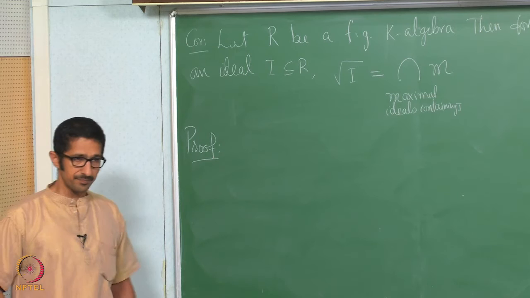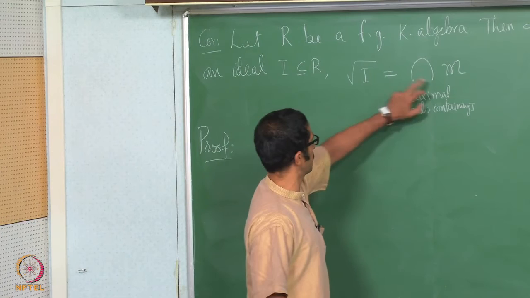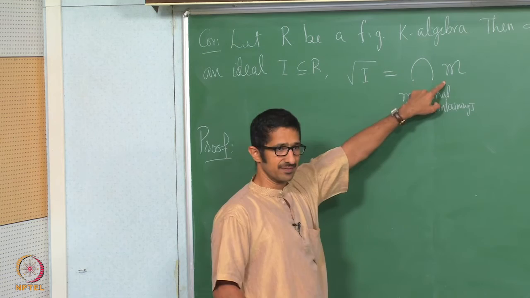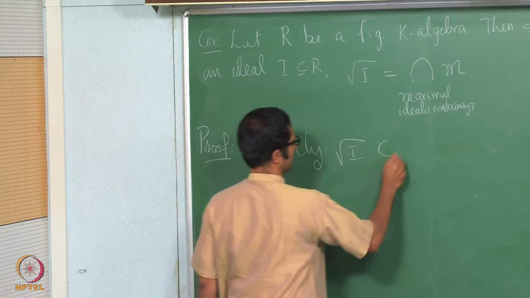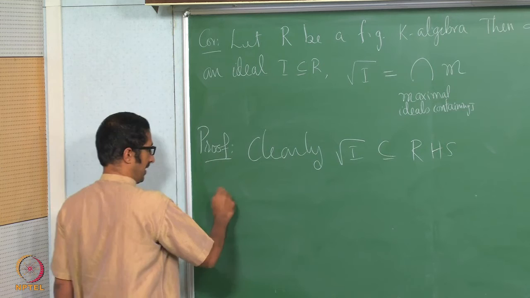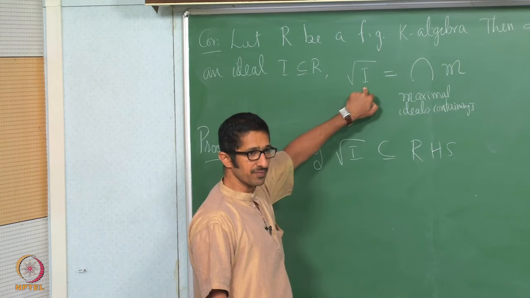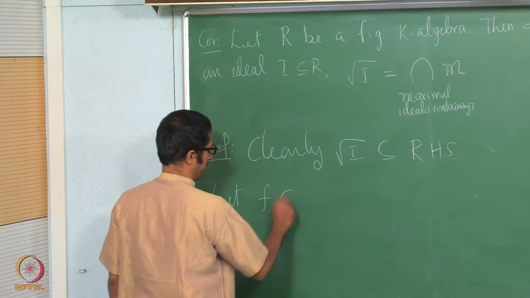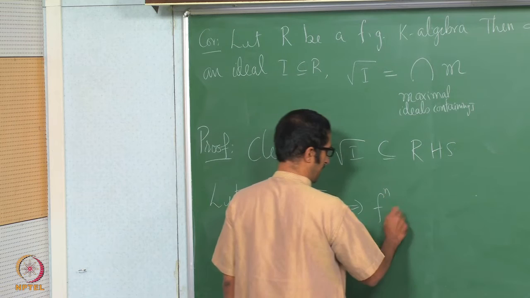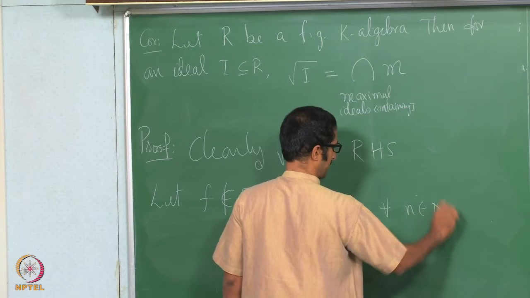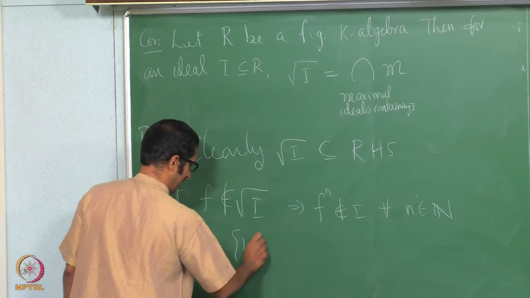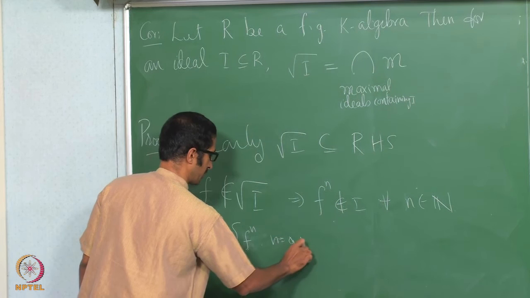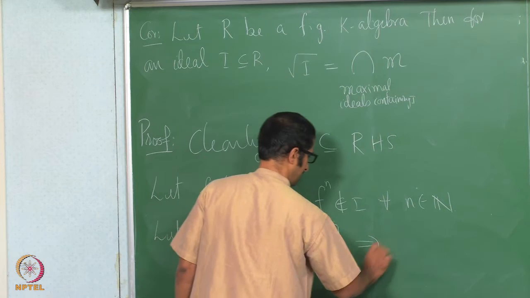Okay. So, in this one, one inclusion is clear, right? This is contained here. Clearly, radical of I is contained in the right hand side. Now, what we need to show is that if there is an element which is not here, I want to say that there exists a maximal ideal that misses that element. Okay. So, let f be not in radical of I. That means, f power n does not belong to I for all n. Or in other words, if I look at this set S of f power n, n from 0, 1, 2 and so on, then S intersection I is empty.